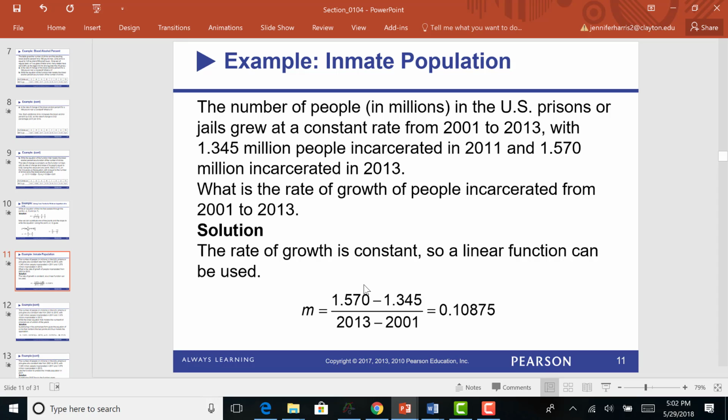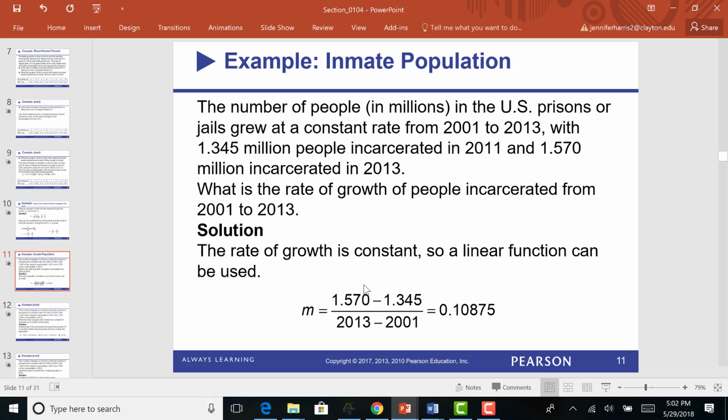The number of people in millions in the U.S. prisons or jails grew at a constant rate from 2001 to 2013, with 1.345 million people incarcerated in 2011 and 1.570 million incarcerated in 2013. What is the rate of growth of people incarcerated from 2001 to 2013? The rate of growth and rate of change are the same thing.